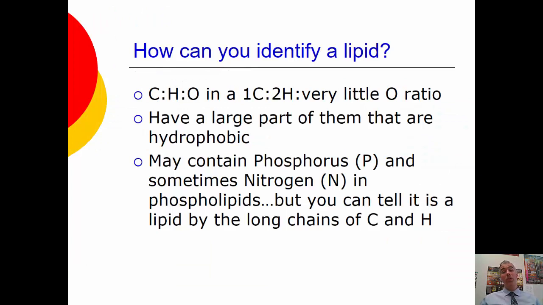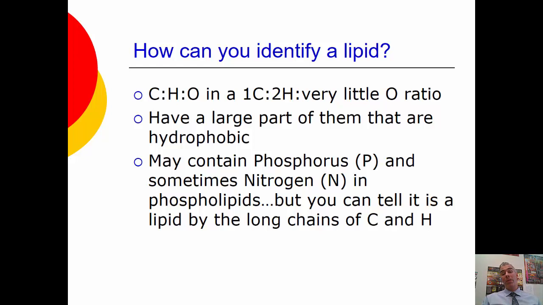First thing, we have to know the rules for identifying a lipid. First, it's carbon, hydrogen, and oxygen, so it's made of 3 elements mostly, in a 1 to 2 to very, very little oxygen ratio. So for every 1 carbon, there's 2 hydrogen, but in terms of the number of oxygen, it's really low compared to the other 2. Because of that, you have long chains of carbon and hydrogen, which are called hydrocarbons.